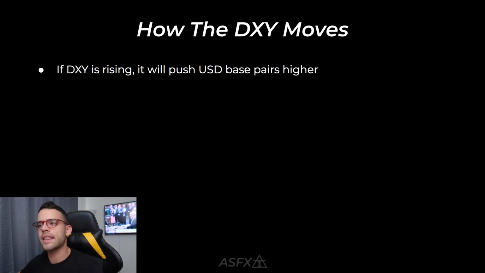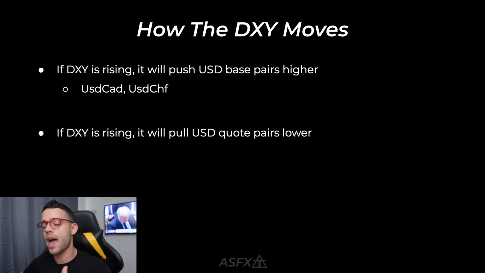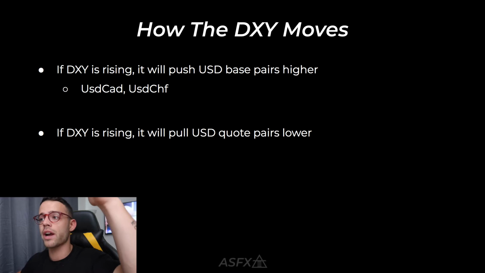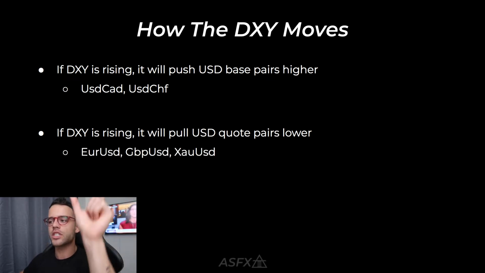You should also understand that if the dollar index is rising, it's going to push USD base pairs higher. That would be USD CAD, USD CHF pairs, where USD, the US dollar, is the first currency of the pair. So you can flip that and think that if DXY is rising, it's also going to pull US dollar quote pairs lower. So it'll push USD base pairs higher and USD quote pairs lower.